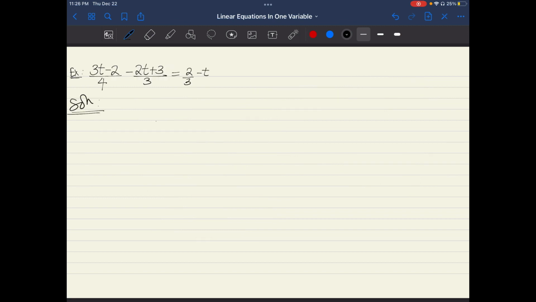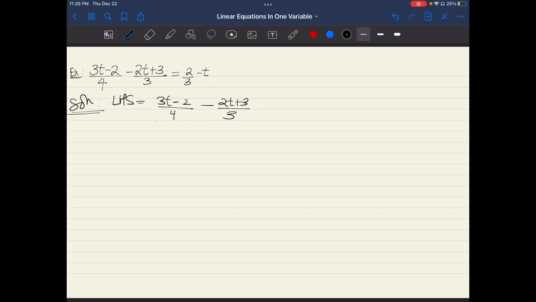Next: (3t minus 2)/4 minus (2t plus 3)/3 equals 2 over 3 minus t. Now again, let's try to simplify both sides. Our LHS in this case is (3t minus 2)/4 minus (2t plus 3)/3.